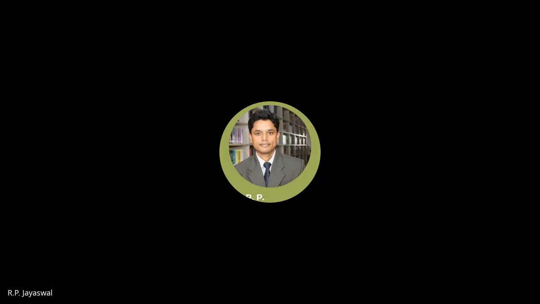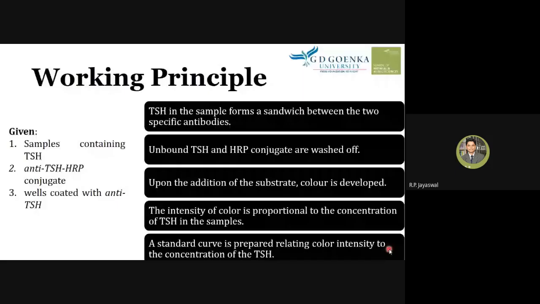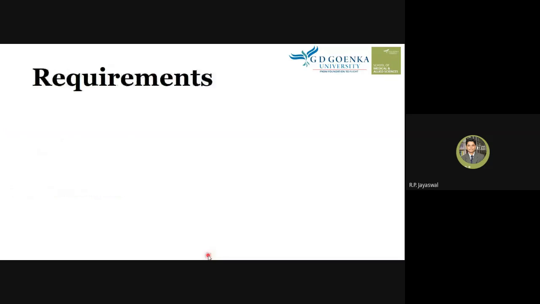A standard curve relates color intensity to the concentration of TSH. We can prepare the standard curve by relating the color absorbance to the concentration of each particular standard. Based on that we prepare a standard curve, and from this standard curve we are able to detect the TSH in the unknown serum sample. So from this we are able to detect the value of TSH in the given sample.